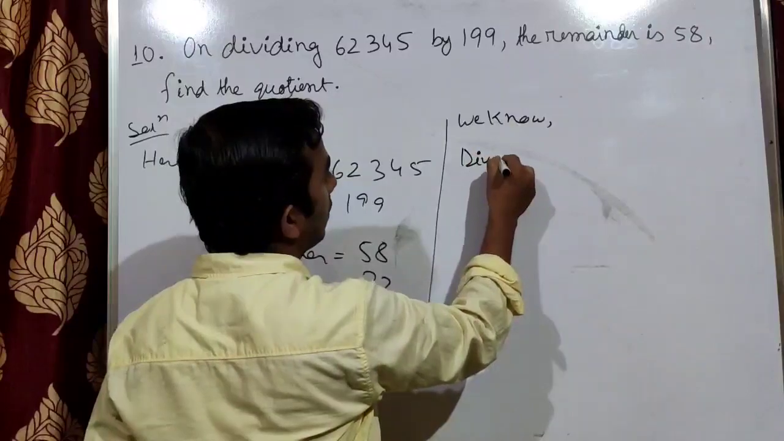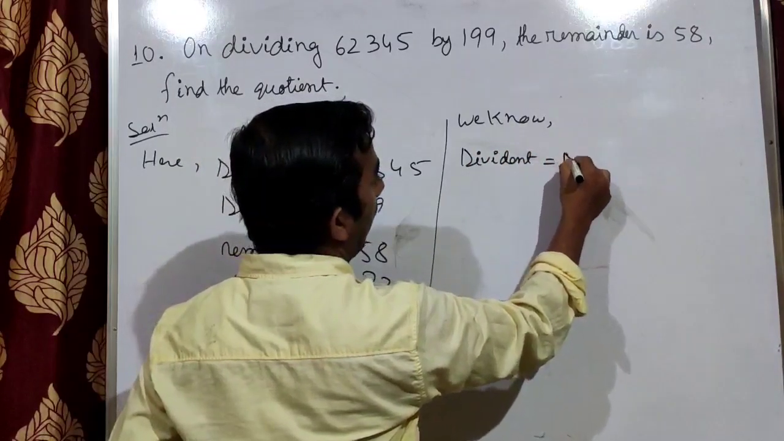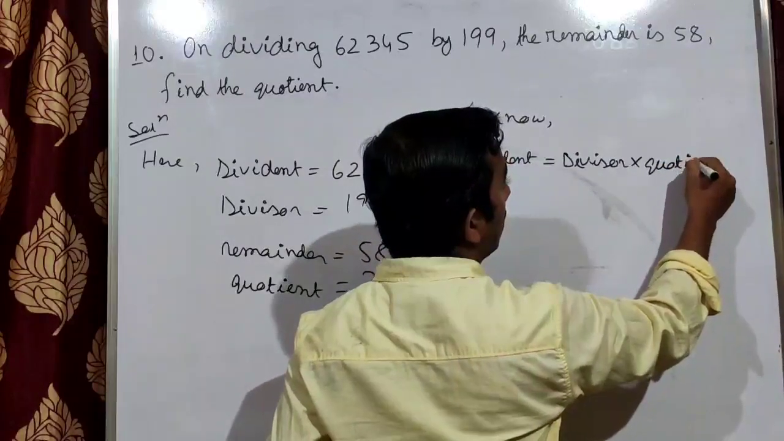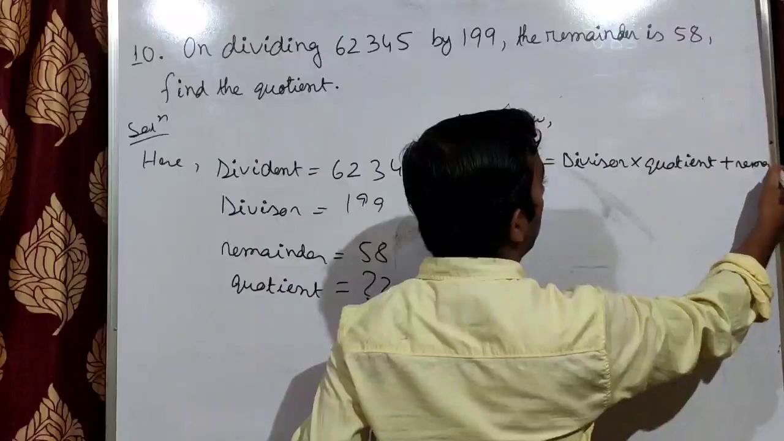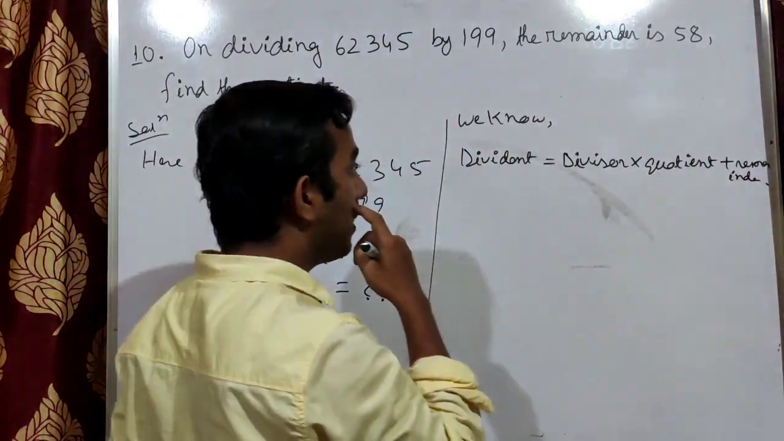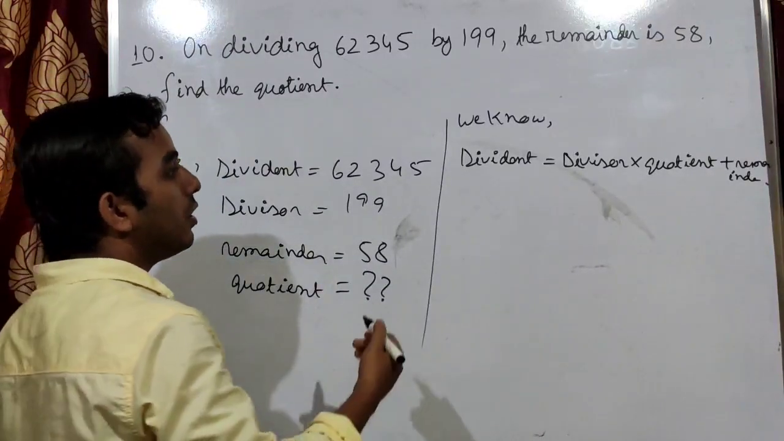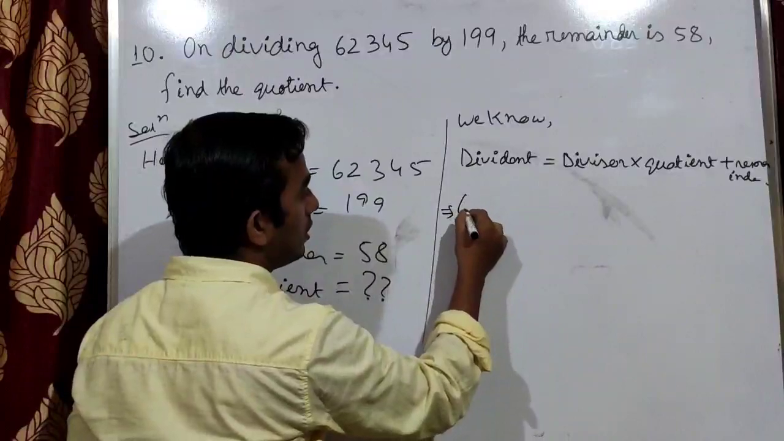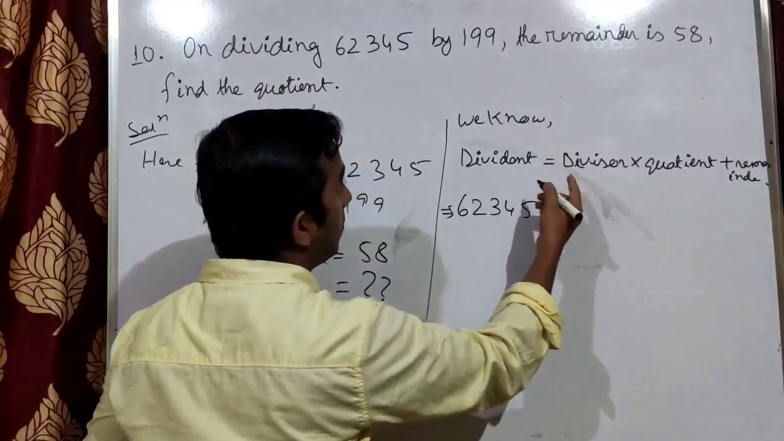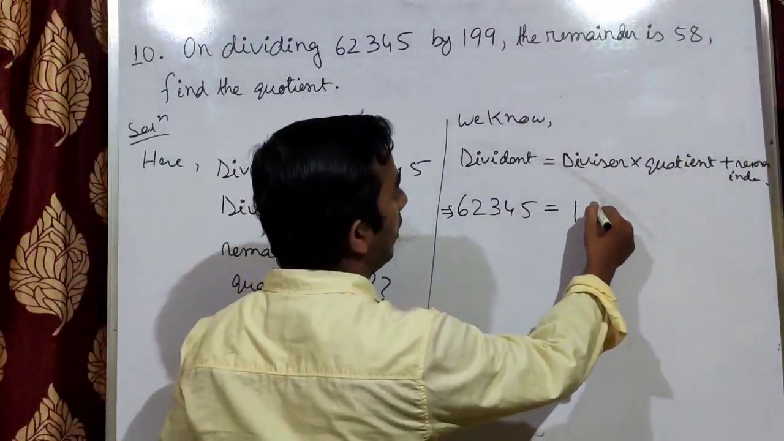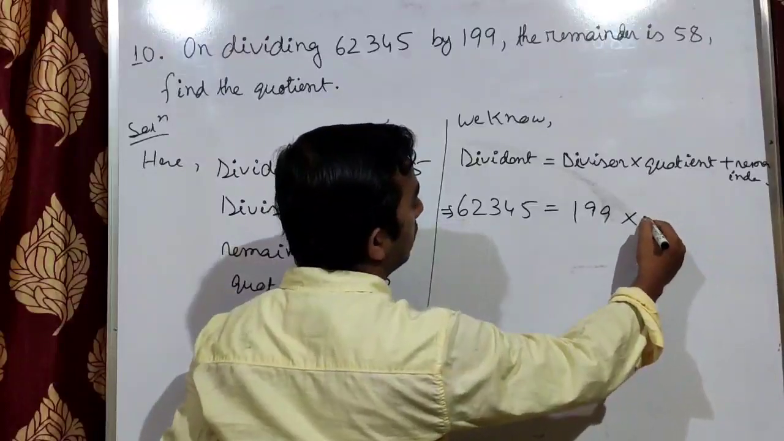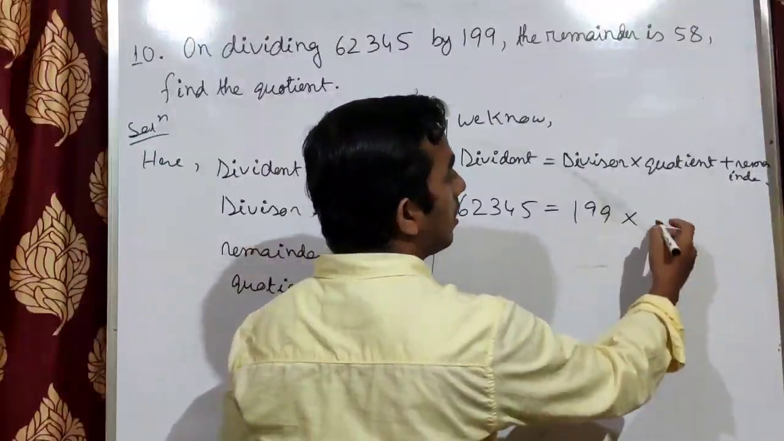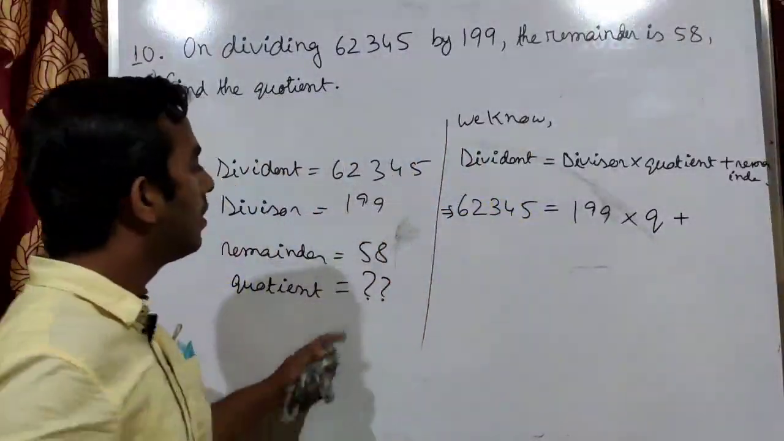So now one thing we know: dividend equals divisor into quotient plus remainder. We know this relation, right? So now we will just substitute the values. Dividend equals how much? 62,345. Divisor is 199, and the quotient we have to find, so let us write it q. Clear? So we will write it as q, then plus remainder is 58.